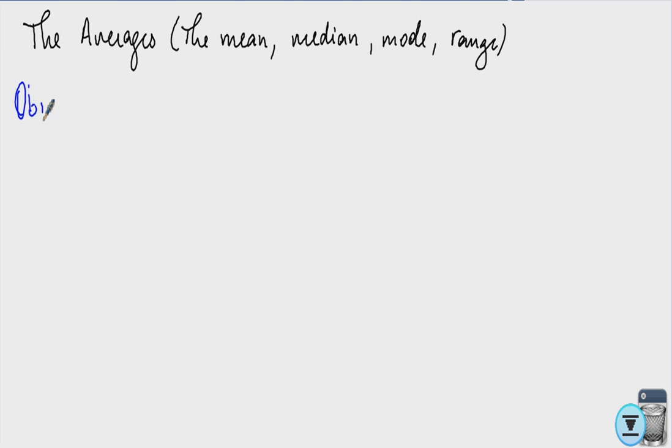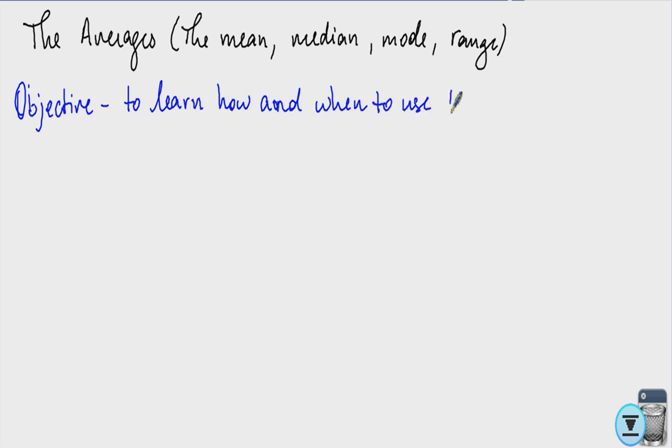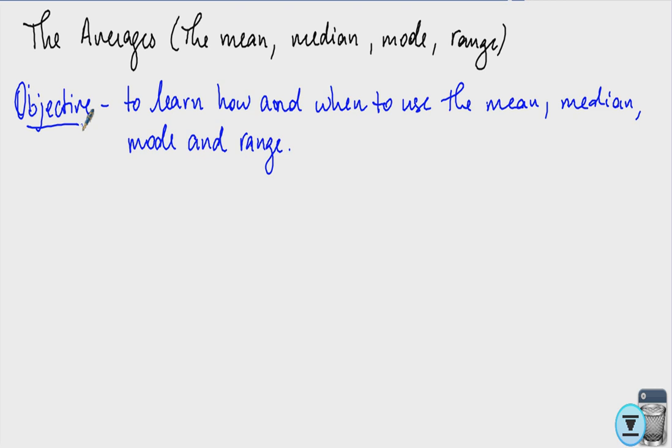By the end of the lesson, our objective is going to be to learn how and when to use the averages, the mean, median, mode, and range. So that's going to be our objective for this lesson. Now, I know that many of you already know a lot about these, but bear with me, there's always something new which you can learn.